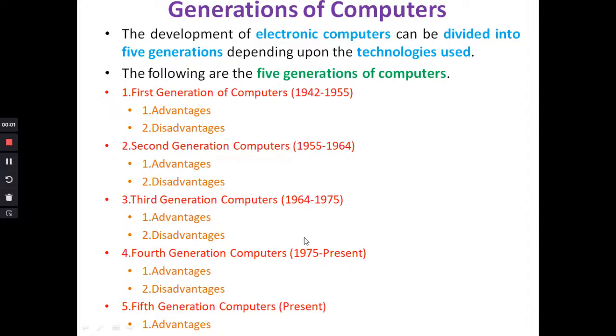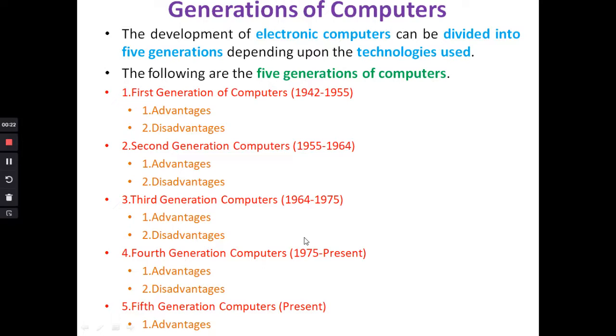Good morning, everybody. Today we are going to talk about the generation of computers. The development of electronic computers is broadly classified into five generations, according to the technology used in the computer.